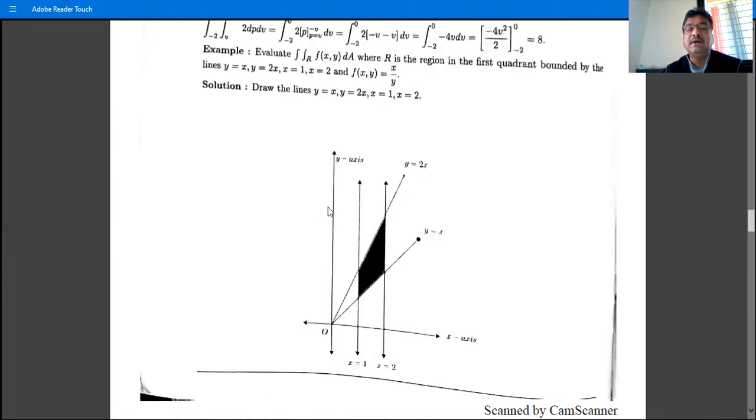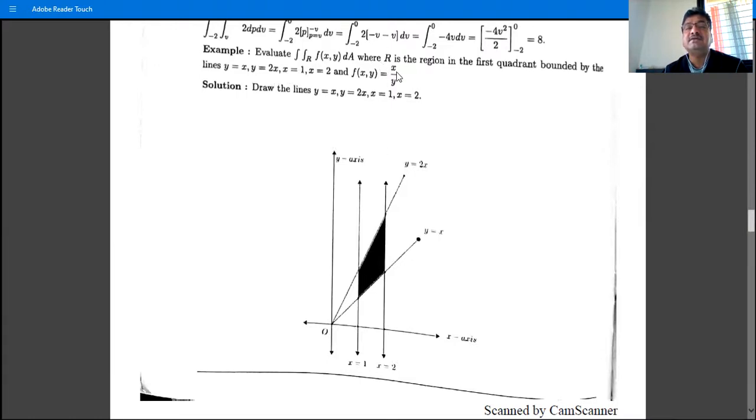Then x is equal to 1. This is the line x is equal to 1, parallel to the y-axis at a distance 1 from the origin. And x is equal to 2 is a parallel line to the y-axis at a distance 2 from the origin. So x is equal to 2. And this shaded region is the area bounded by these 4 lines. That is R. This is the R region.